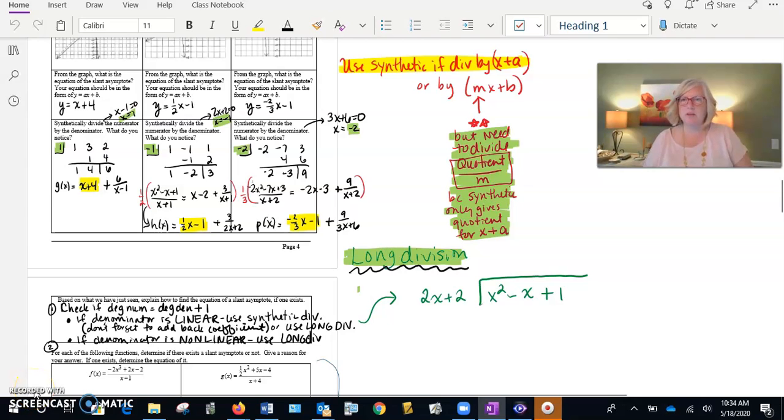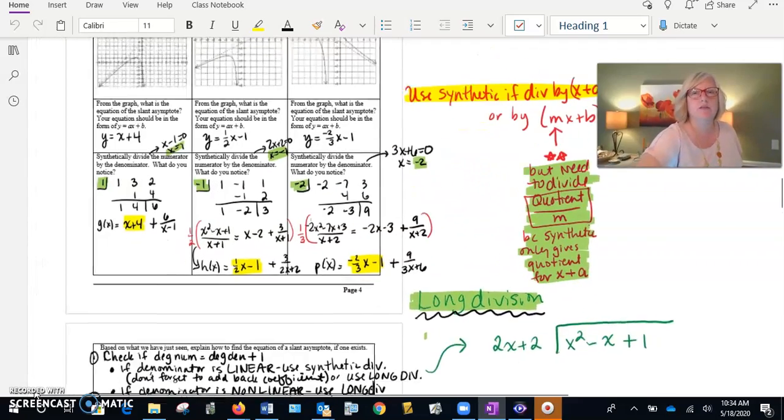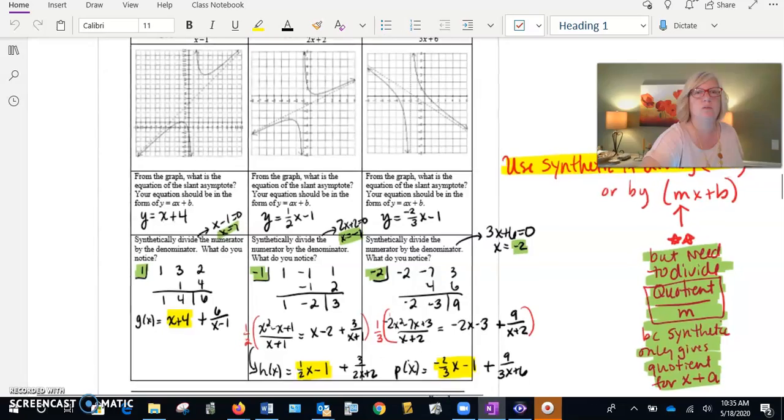Hi guys, welcome back to part 3 of connecting the graphs of rational functions to the end behavior and determining what the asymptotes are. So what we're going to do is go back, and I've already done these problems. As you can see here, I'm just going to zoom in real quick just to remind you.